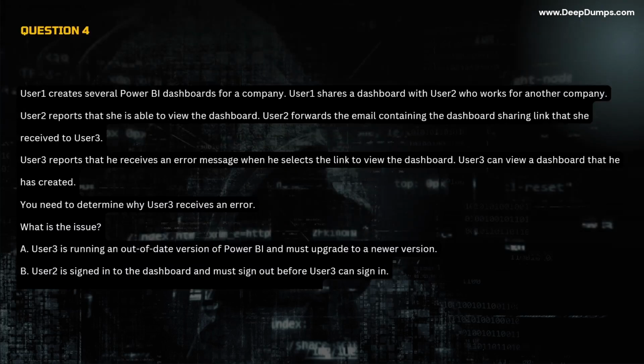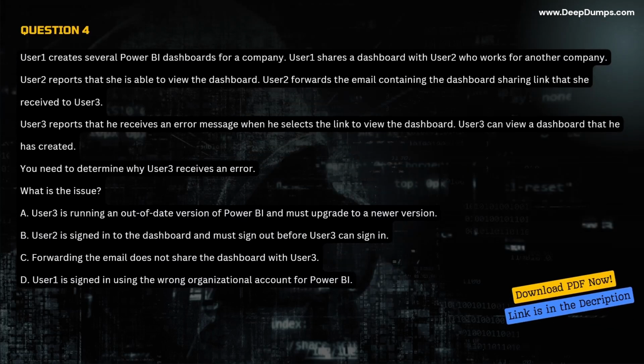Question 4. User 1 creates several Power BI dashboards for a company. User 1 shares a dashboard with User 2 who works for another company. User 2 reports that she is able to view the dashboard. User 2 forwards the email containing the dashboard sharing link that she received to User 3. User 3 reports that he receives an error message when he selects the link to view the dashboard. User 3 can view a dashboard that he has created. You need to determine why User 3 receives an error.